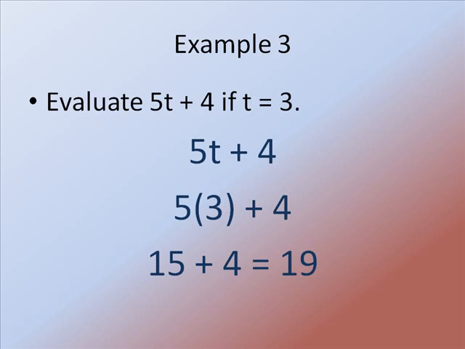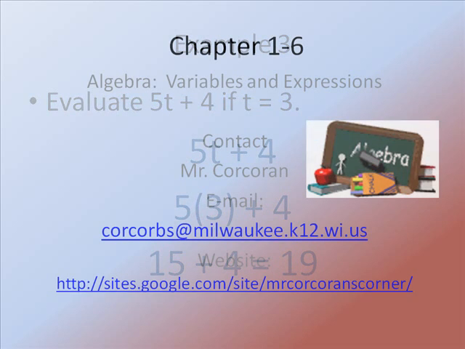Within the second row, you can see I have replaced the t with a 3. It's in parentheses. That means I have to do 5 times 3. In the final row, you'll see that I've done that already. That 5 times 3 is equal to 15. Now you're left with 15 plus 4, leaving you with an answer of 19.